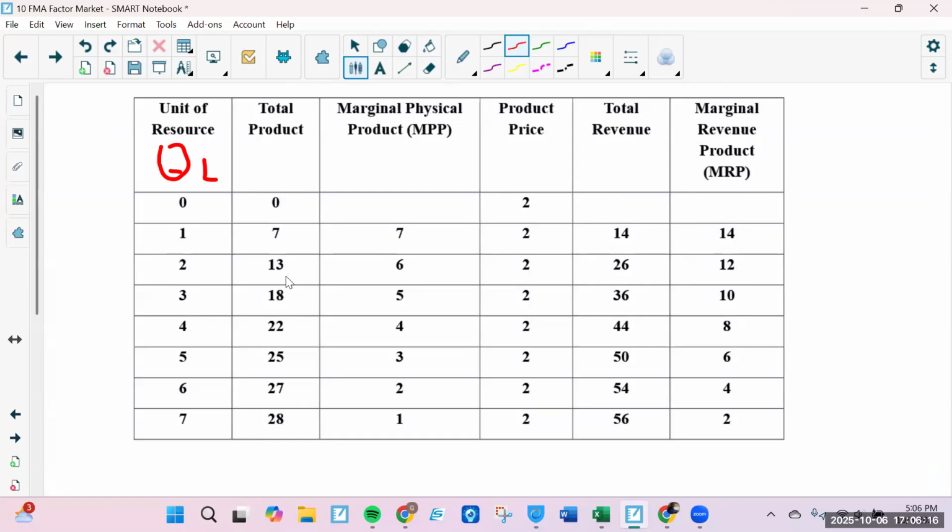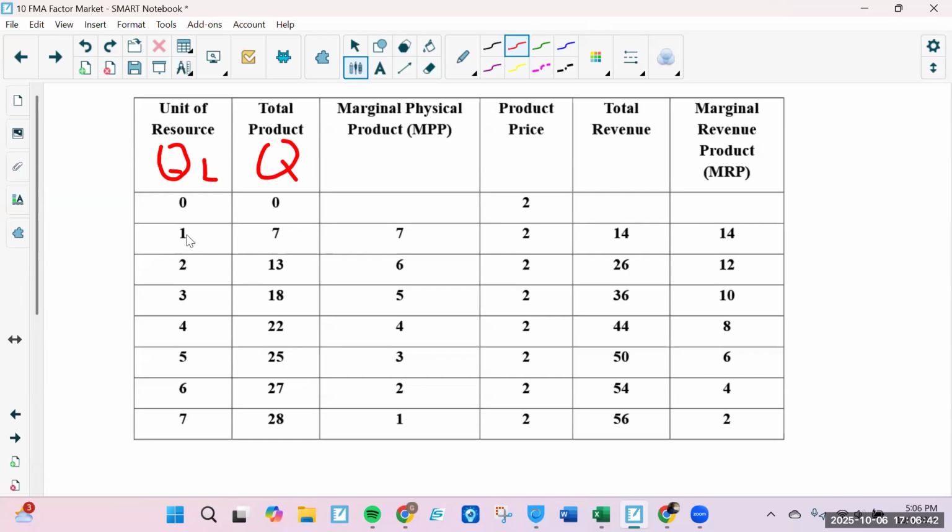The second column is total product, which is actually quantity of output. So you've got these two quantities back to back. The first is the quantity of labor. The second is the quantity of output. And notice the quantity of output doesn't go 0, 1, 2, 3, 4. Normally, in the product market, we make the quantity of output go 0, 1, 2, 3, 4, 5. But in reality, that's not the way it works.